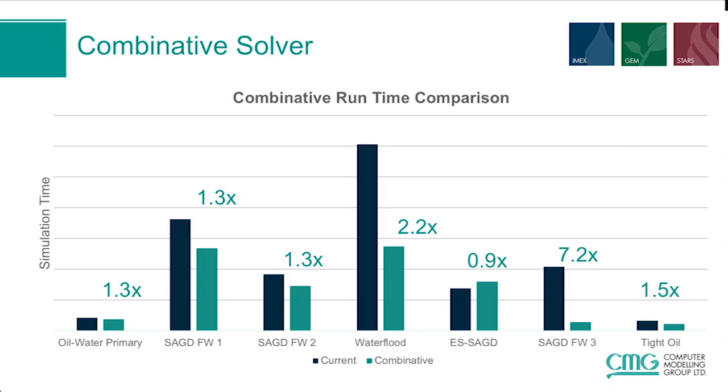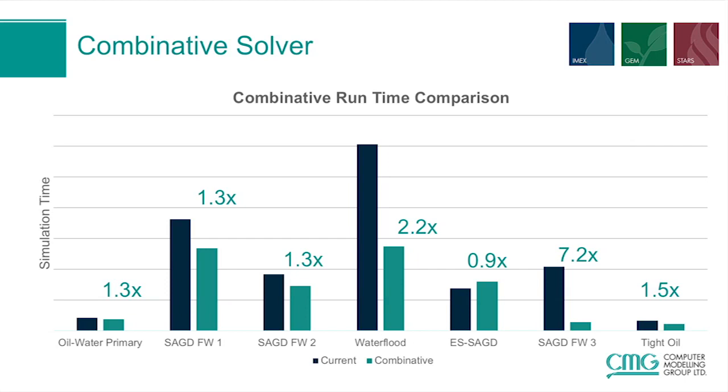The SAGD case here with the flex well number 3 saw a significant reduction in runtime. And the reason for that is that this SAGD case has mobile water. Once again, a great candidate for using combinative solver. Our last model here, tight oil, saw a 1.5 time increase in speed up. And for that case, I'll go into a bit more detail.